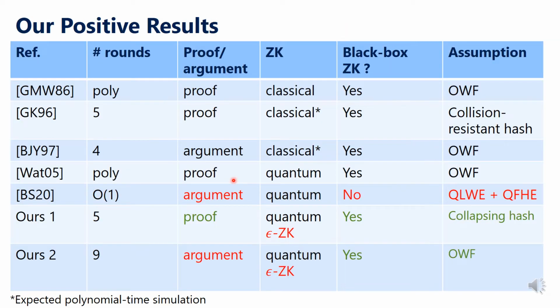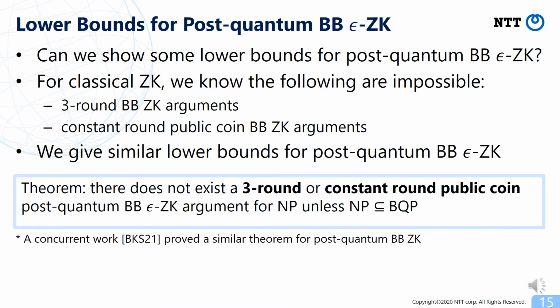So by weakening the zero-knowledge property to epsilon zero-knowledge, we obtain the following two positive results. The first is a proof based on any collapsing hash function, which is considered as a quantum counterpart of collision-resistant hash function. And our second construction is an argument based on any one-way function. So far, I explained that post-quantum black box zero-knowledge in constant round is impossible, but post-quantum black box epsilon zero-knowledge is possible in constant round.